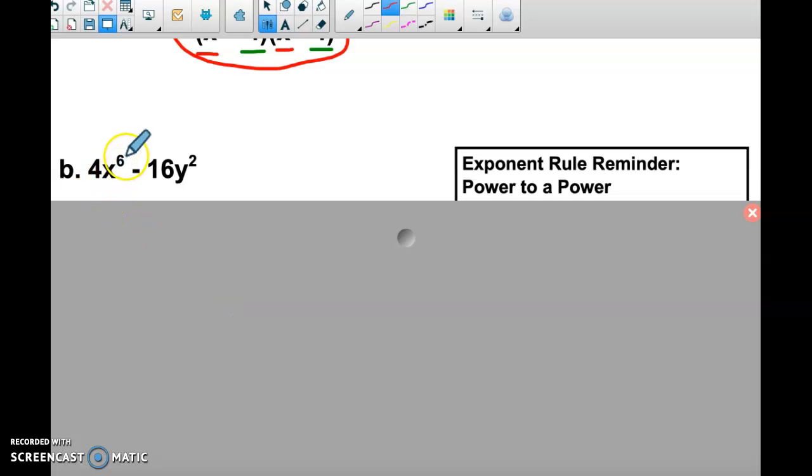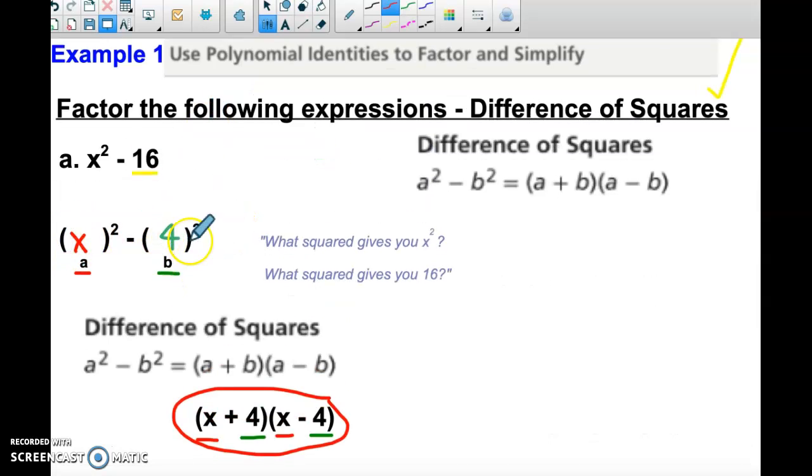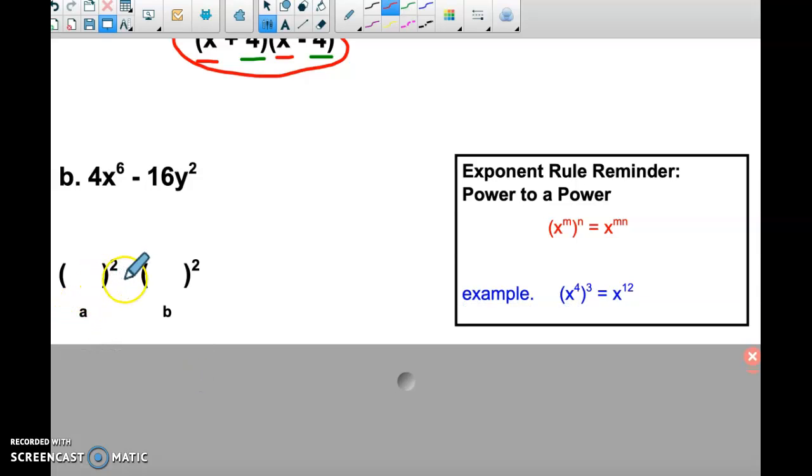4x to the 6th minus 16y squared. Okay, we're always going to start off with the skeleton framework where I want to ask myself, what squared minus what squared? Okay, here it's different, right? I have numbers and variables, so we're just going to work with them separately. So first I'm going to look at that 4. What squared gives me 4? 2, right? 2 squared gives me 4.